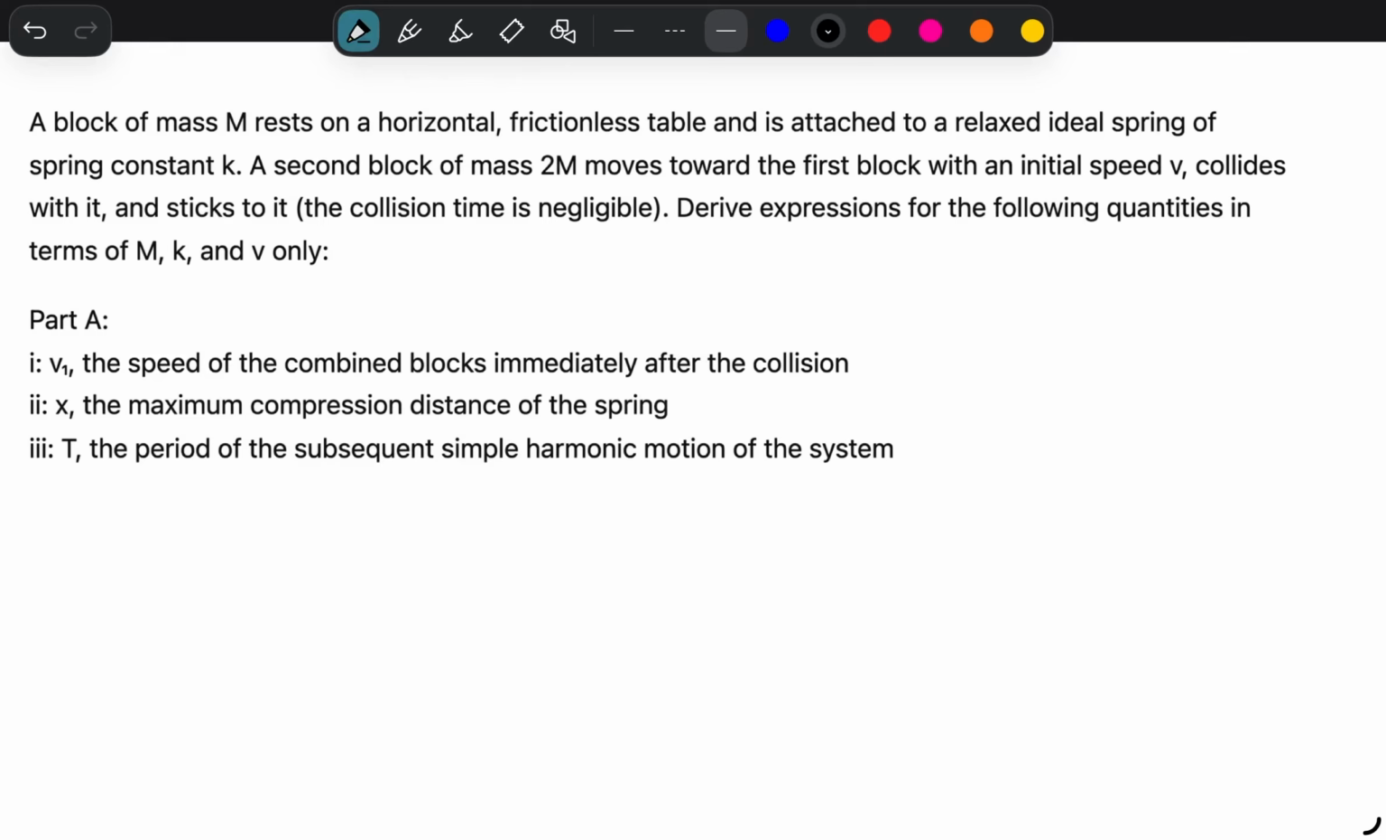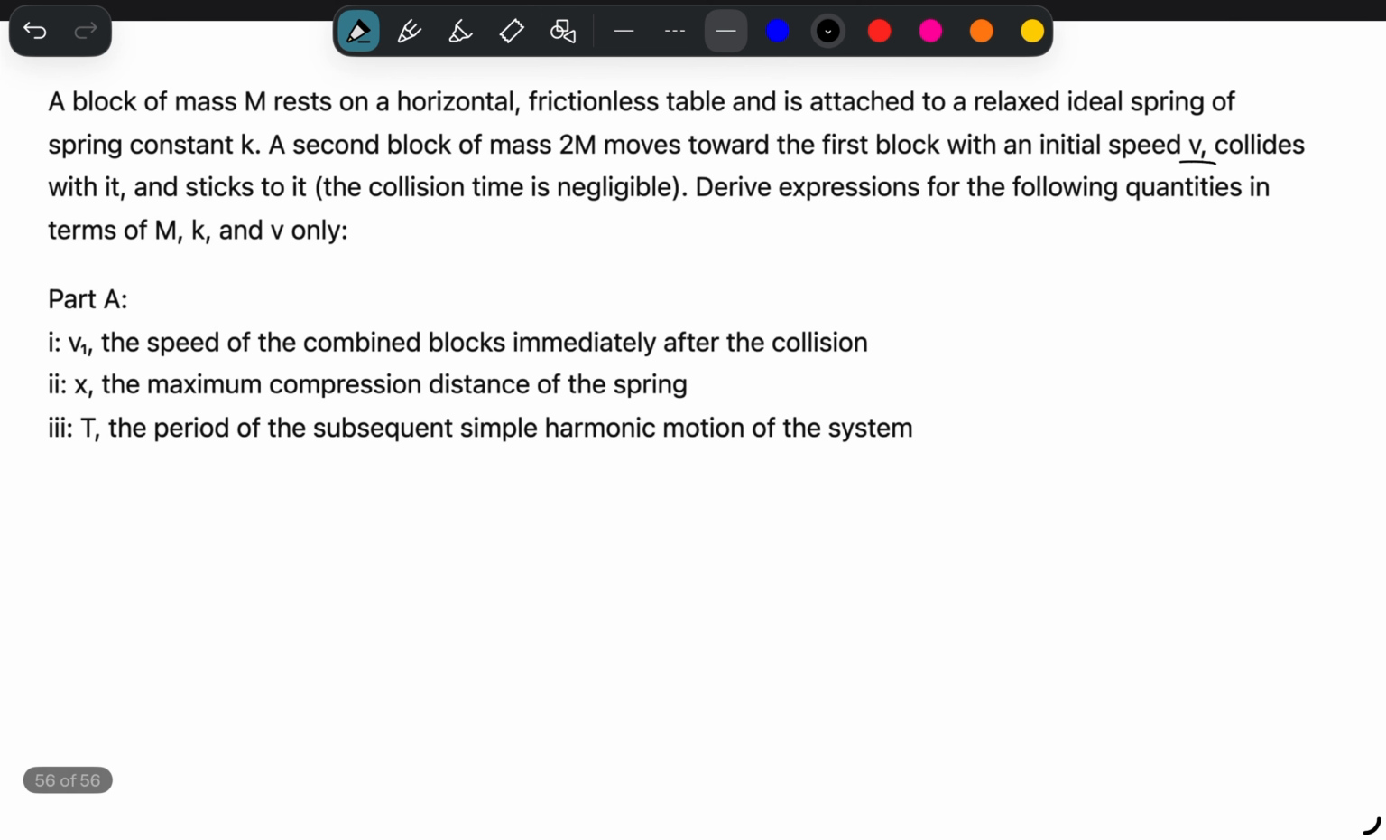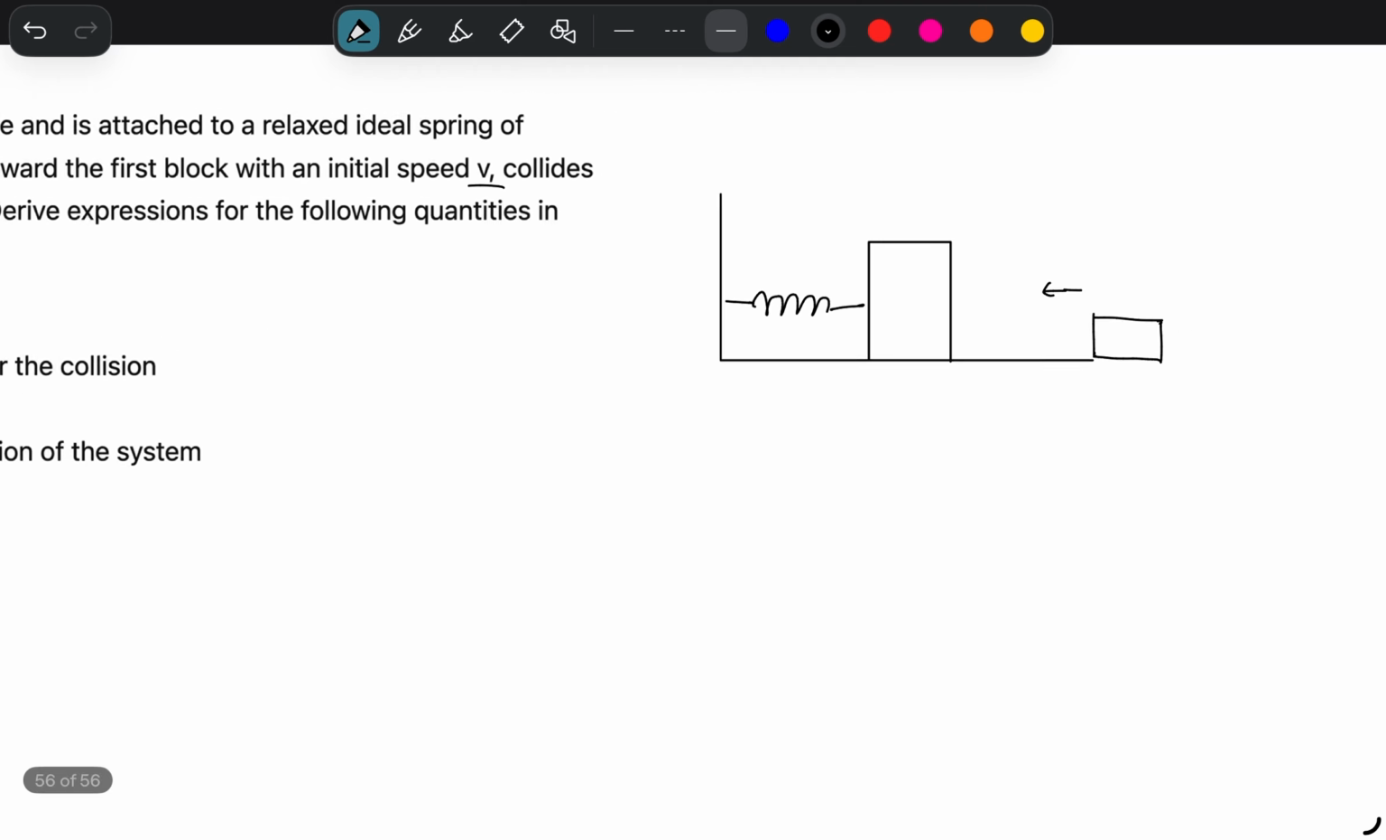In this video, we're going to be doing a FRQ for Unit 7 Oscillations of AP Physics 1. A block of mass m rests on a horizontal frictionless table and is attached to a relaxed ideal spring of spring constant k. A second block of mass 2m moves toward the block with an initial speed of v and collides with it and sticks to it, where the collision time is negligible. Derive expressions for the following quantities in terms of m, k, and v only. v1, the speed of the combined blocks immediately after the collision.